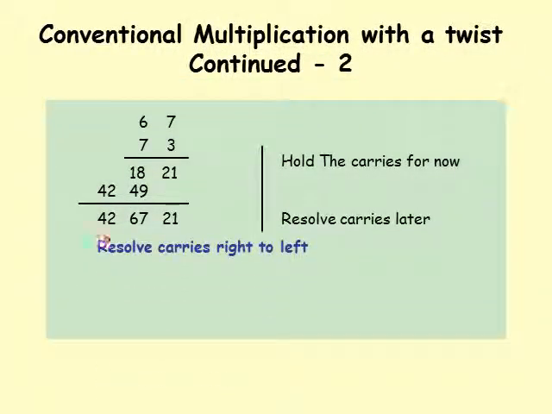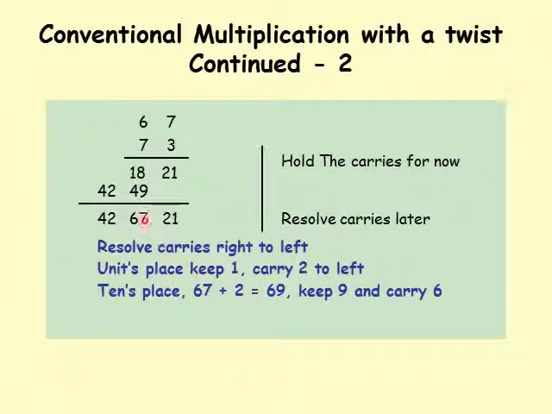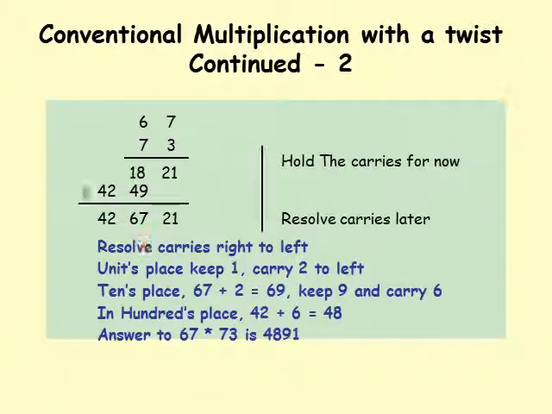Right now we're ready to do the carries. We're going to do carries from right to left. 21, we would keep 1 and carry 2. 21 is 20 plus 1. 1 we keep, the 20 becomes 2 when we move to the left. Tens place becomes 67 plus 2 is 69. We keep 9 and carry 6. Hundreds place is 42 plus 6, 48. So the answer is 4891. 67 times 73 is 4891.